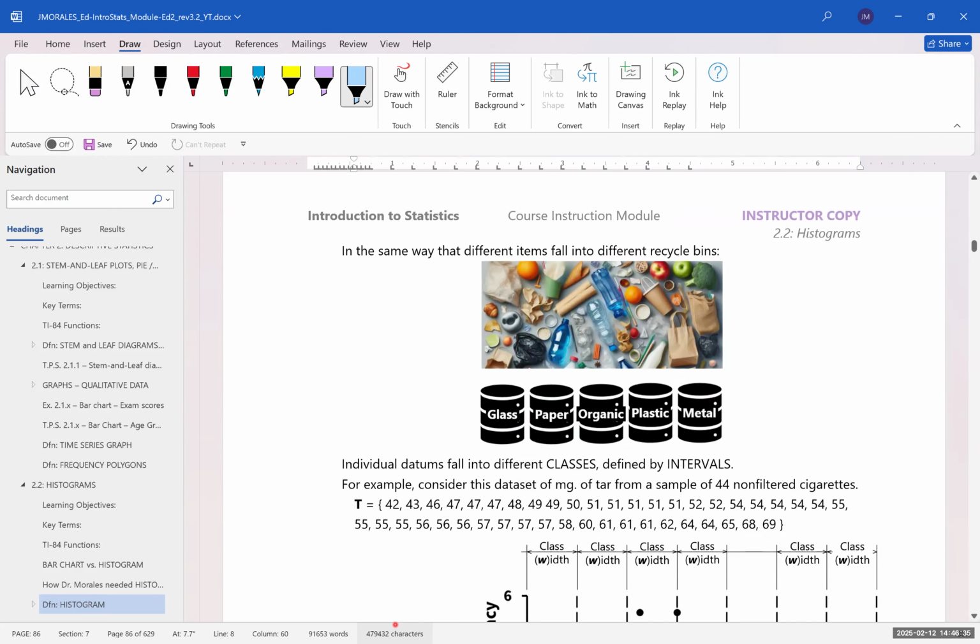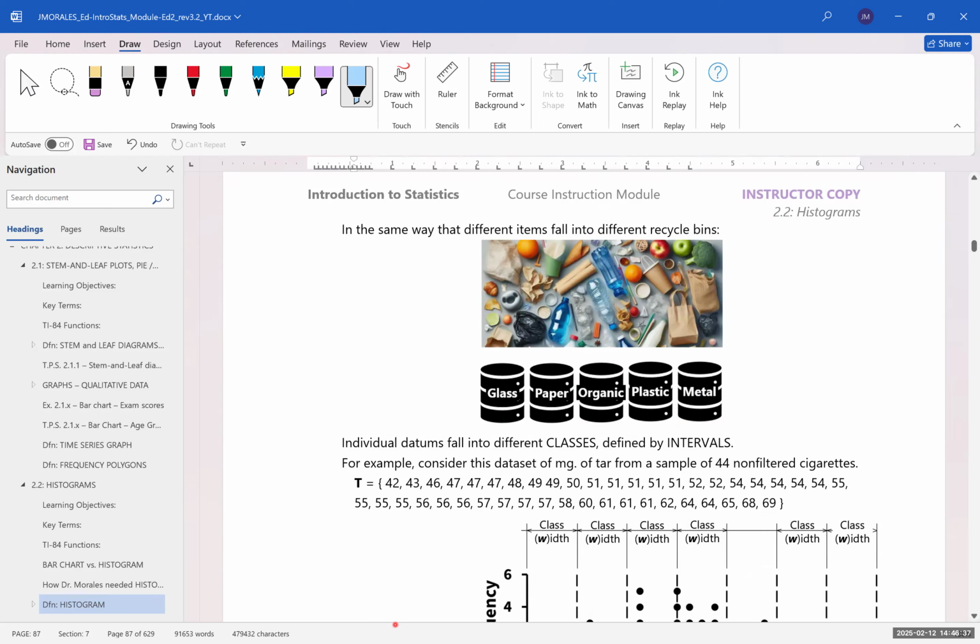So, I've been talking now about classes and intervals, and I just talked about how the datum 42 would fit in an interval, and all that's rather abstract. So let's pull back a little bit. Let me give you a more concrete example about the relationship between datums and classes by using an example of trash and a recycle bin.